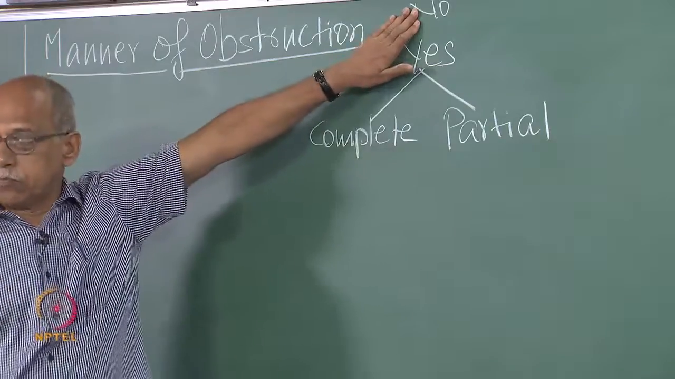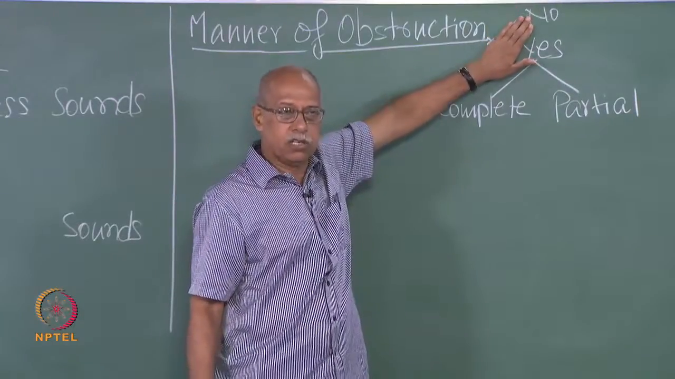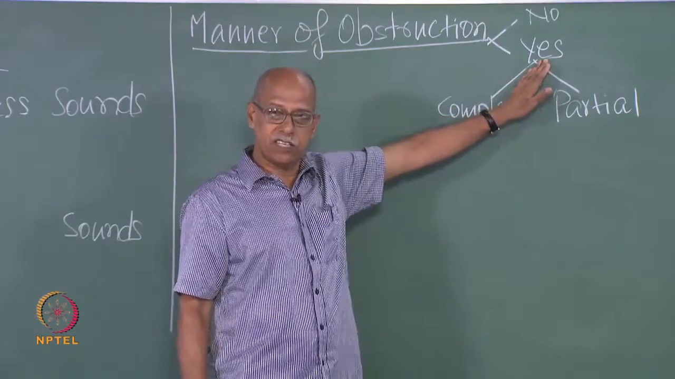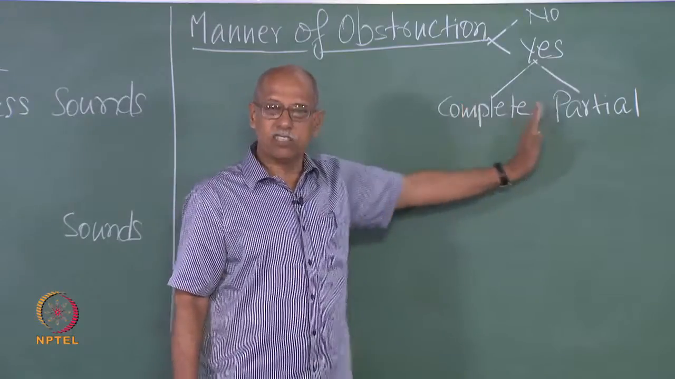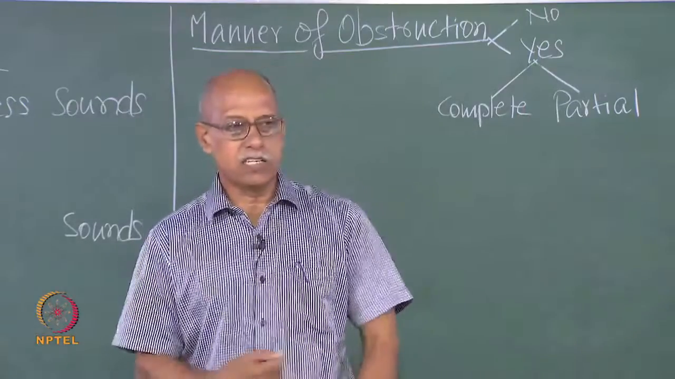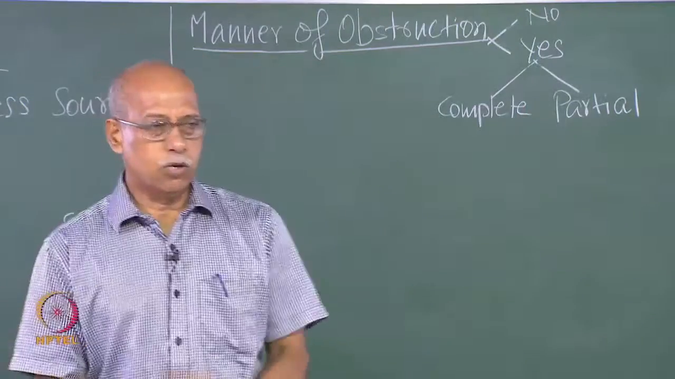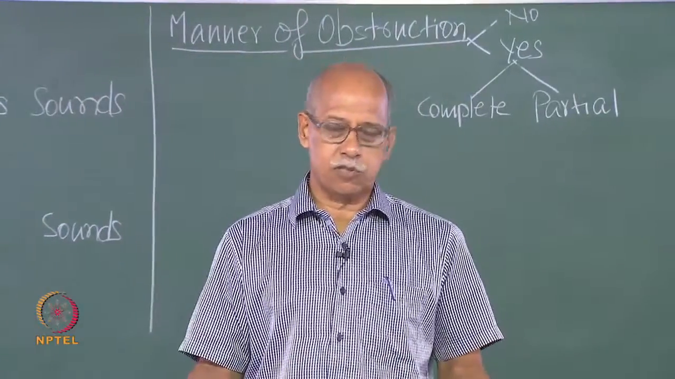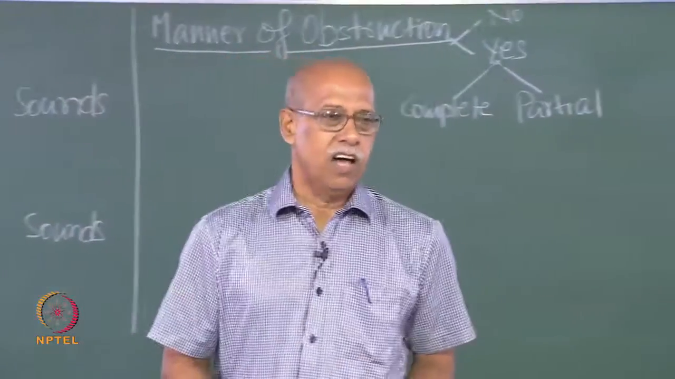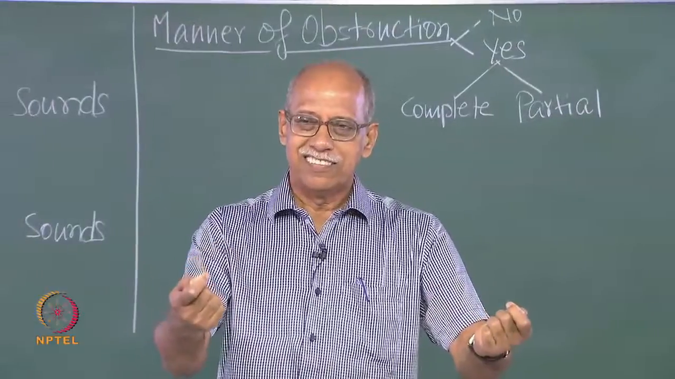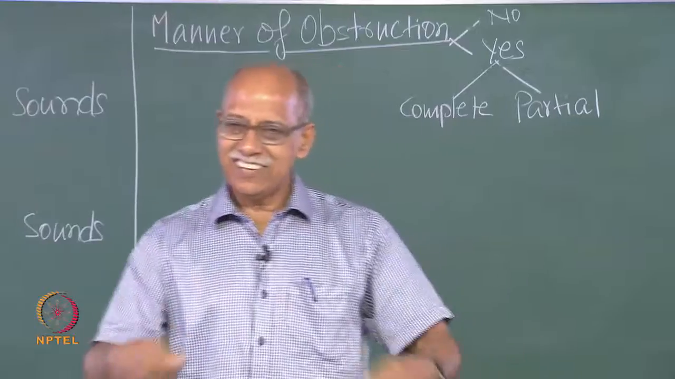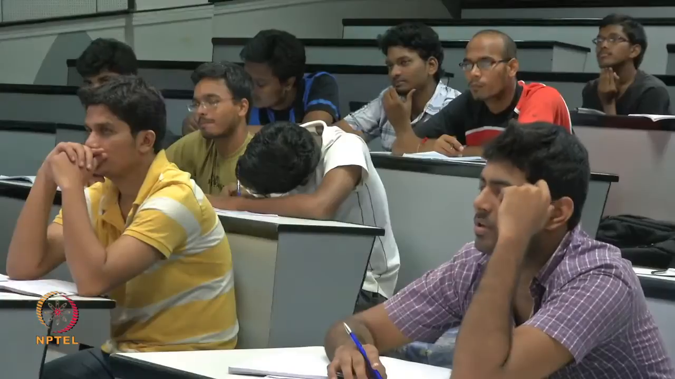Either there is no obstruction, or there is obstruction. Obstruction can also be of two or three different kinds. Either there is complete closure or there is partial closure. So, these combinations give us different kinds of sound. Are they voiced or voiceless? Are they oral or nasal? Are they obstructed or unobstructed? Are they partly obstructed, fully obstructed? Ask the questions once again. Are they voiced or voiceless? Then, are they oral or nasal? Then, complete or partly obstructed? Okay.